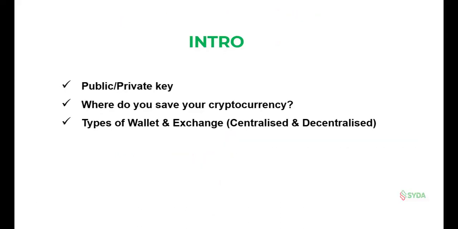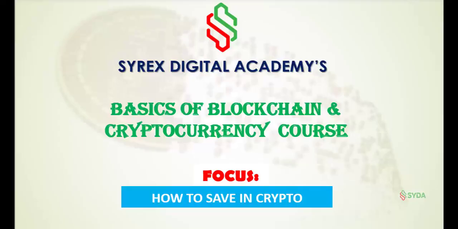On this video, we've been able to see public and private keys, what they are. We've been able to see where to save our cryptocurrency, the types of wallets and exchanges, centralized and decentralized. And we've also been able to understand how we can save our money in cryptocurrency. So anytime you want to save your money in cryptocurrency, feel comfortable to open either a centralized or a decentralized wallet. Make your purchase from an exchange. A centralized exchange is usually where you can use your fiat and buy a cryptocurrency. So you go to a centralized exchange like Binance, KuCoin, OKX, Huobi. You can use your fiat to purchase a cryptocurrency.